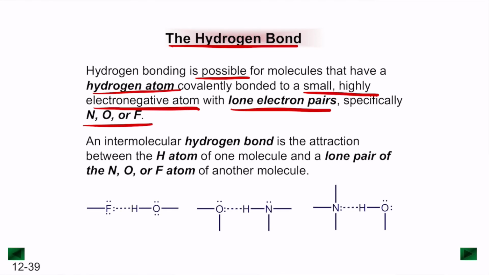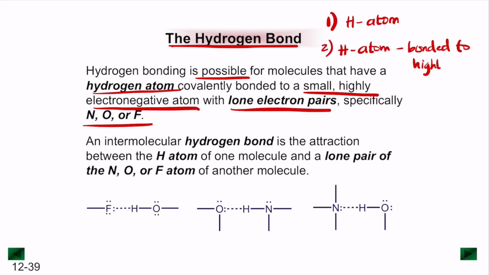So what are the two requirements for a hydrogen bond? Number one, you should have a hydrogen atom in the molecule. Number two, this hydrogen atom must be bonded to a highly electronegative element. Most commonly, this highly electronegative element has lone pairs. Most commonly, these are nitrogen, oxygen, and fluorine.